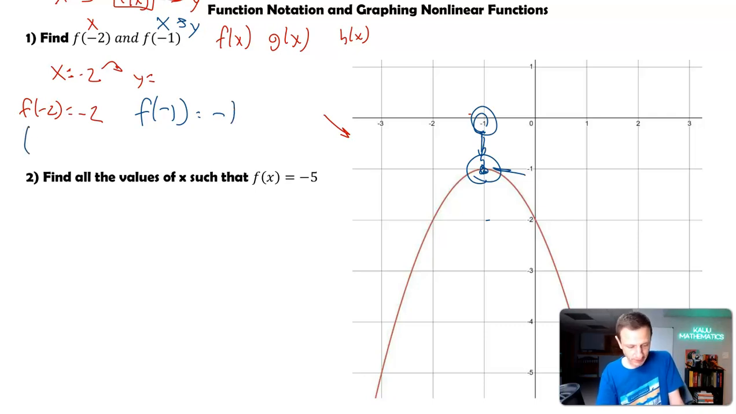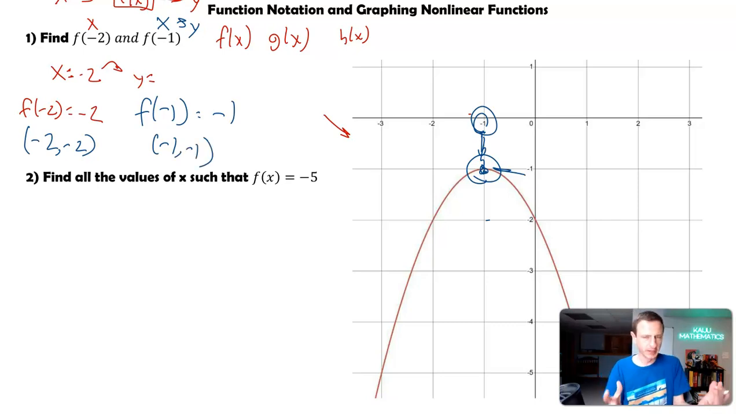So technically, this ordered pair would be (-2, -2). This ordered pair would be (-1, -1). It's a kind of weird example that we're getting the same output as the input, but that's going to happen sometimes. It doesn't mean it's a weird, rare question or anything like that. It's just going to happen sometimes.